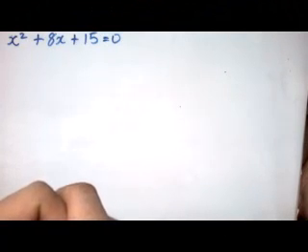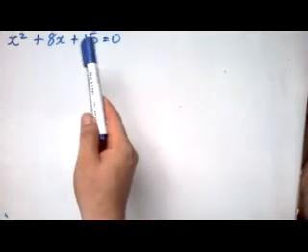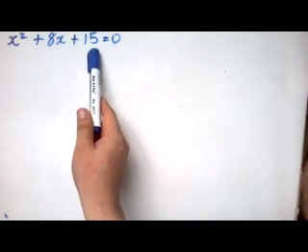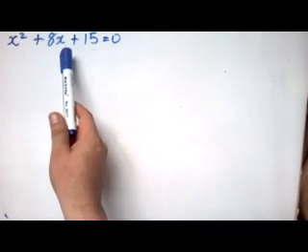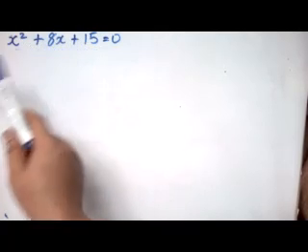Our first example for today is x squared plus 8x plus 15 equal to 0. Remember, we are going to use the factorization method in solving this problem. If you are going to use the factorization method, there are two numbers that are very important in this equation. The first important number is this 15. The second number is the coefficient of x, which is 8.